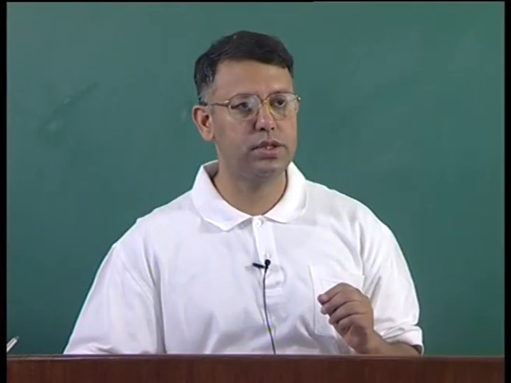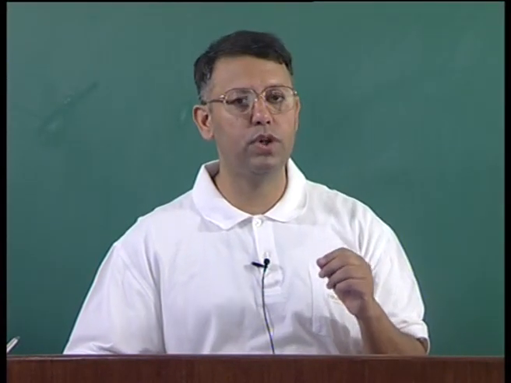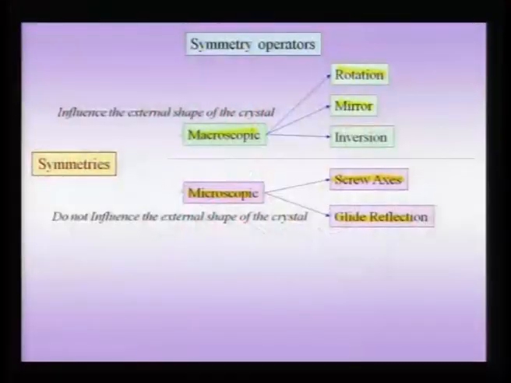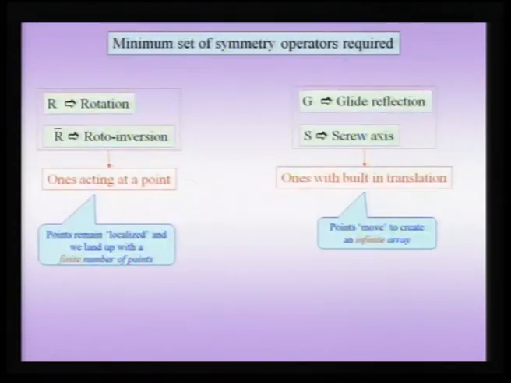They involve translations, the screw and glide reflection, which are of atomic dimensions, or dimensions of the order of lattice parameters typically in crystals, and therefore they have no effect on the external shape. On the other hand, rotation, mirror and inversion, which are the three macroscopic symmetry operators, have an effect on the external growth shape, for instance the external equilibrium shape of a crystal.